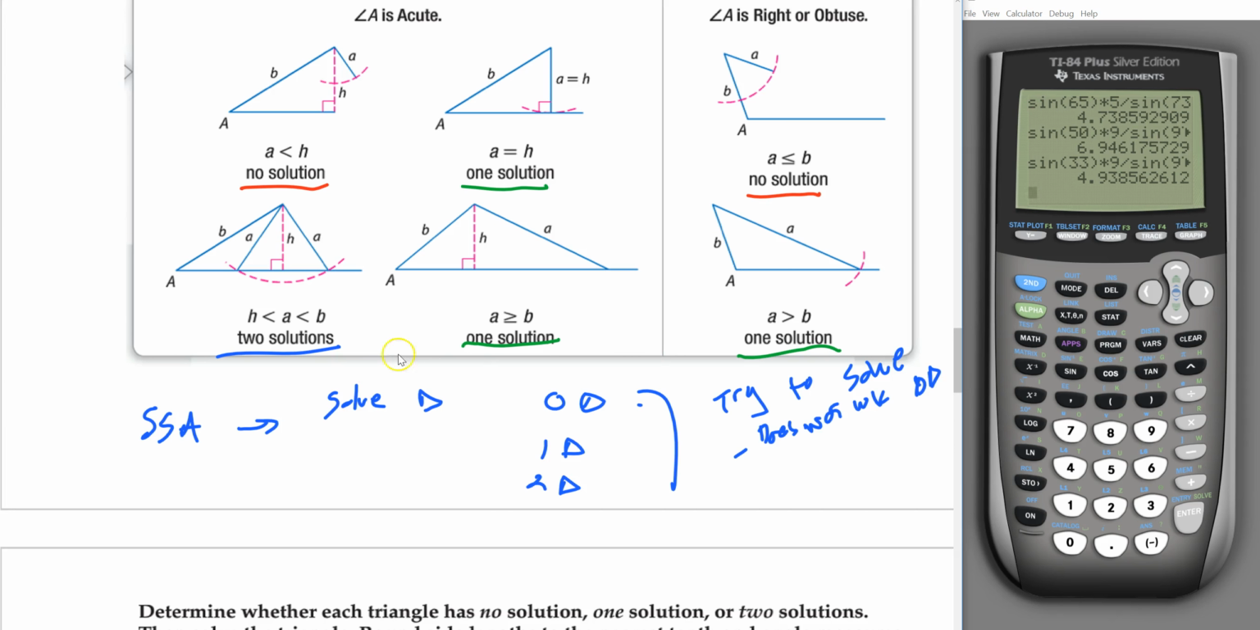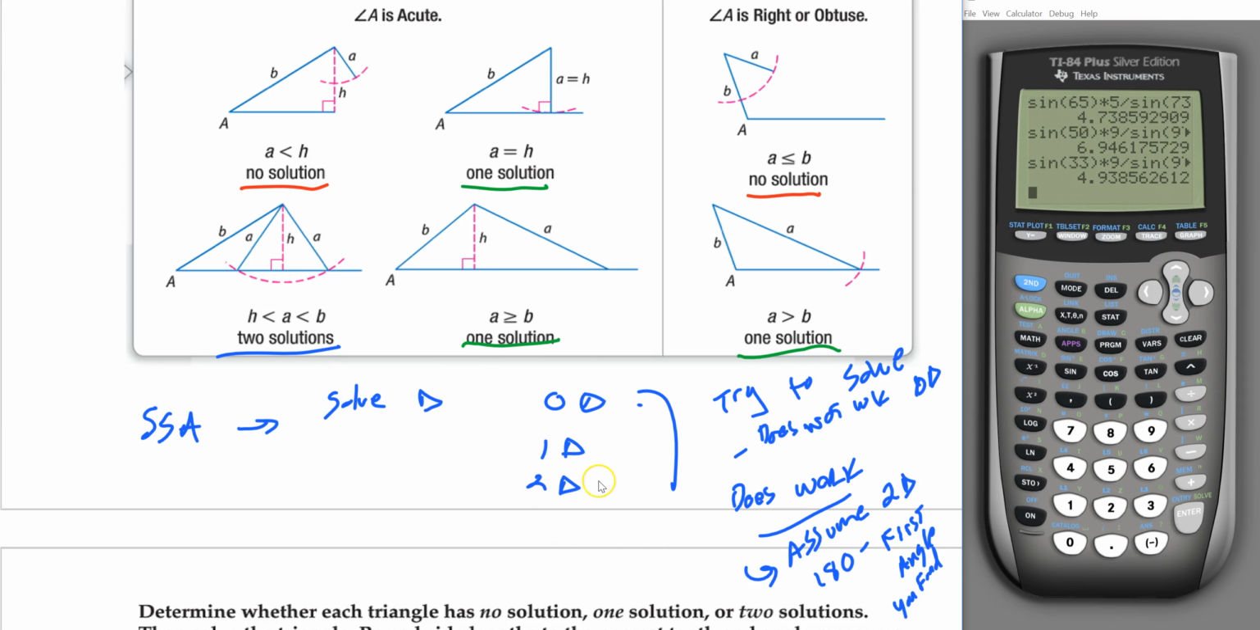So step 1, how do we know which one it is? Just try to solve it. If it doesn't work, you're going to have 0 triangles. If it does work, you want to assume there's 2. How do we do that? Well, you do 180 minus the first angle you find. So again, if it doesn't work at all, 0 triangles, you're done with the problem.